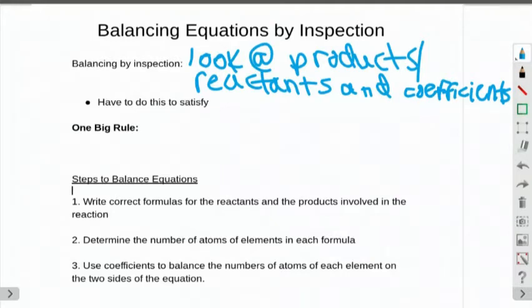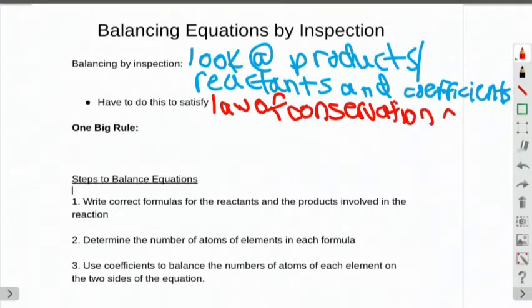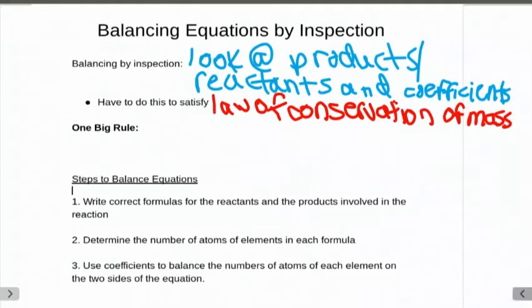And we have to do this to satisfy the law of conservation of mass. That law of conservation of mass says that nothing can be created, matter can't be created nor destroyed. So we need to have the same amount of matter on the left and the right of the equation.